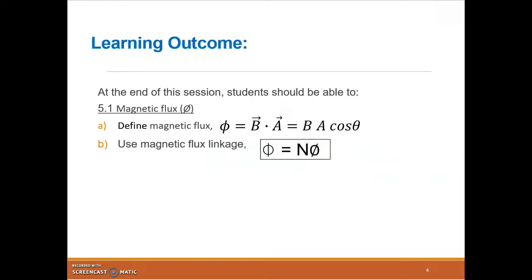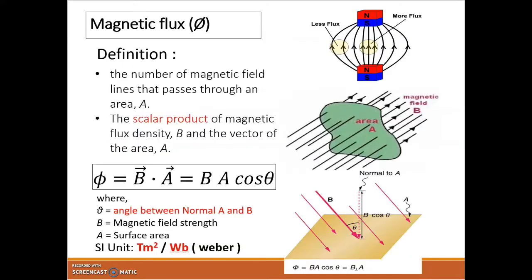Let's look at the learning outcome for 5.1, which is magnetic flux, and the symbol is phi. Here you have to define magnetic flux and use magnetic flux linkage. Alright, so in 5.1 we have magnetic flux. The symbol is phi. What is magnetic flux?